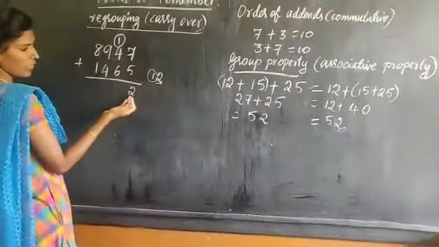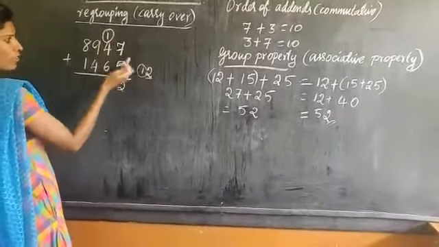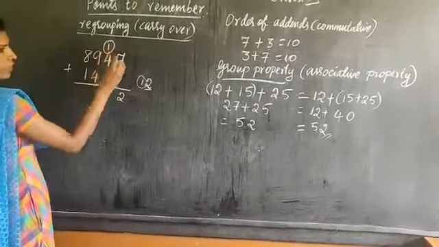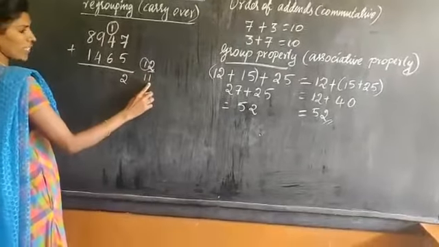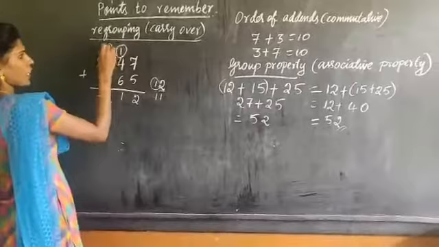So this number only you will write here, and the left side number you will carry here. Right side number you write here, left side number you carry here. Again 6 plus 4, 10, 10 plus 1, 11. So in 11, the right side number is 1. So 1 you will write here and the left side number 1 you will carry here.